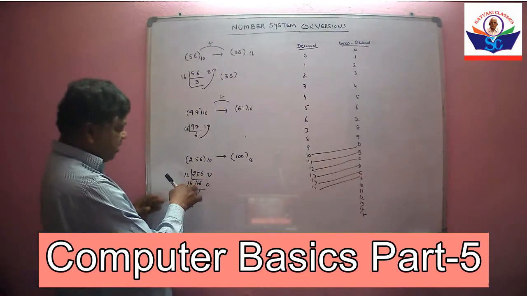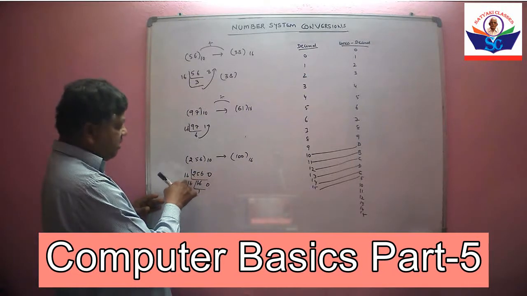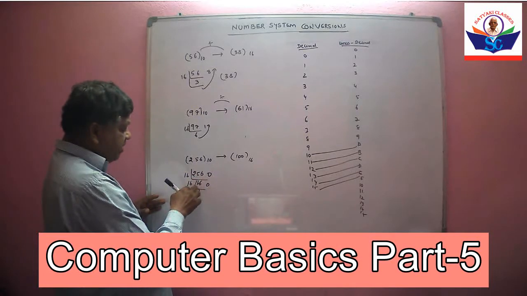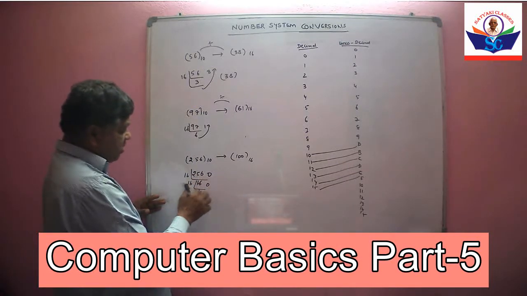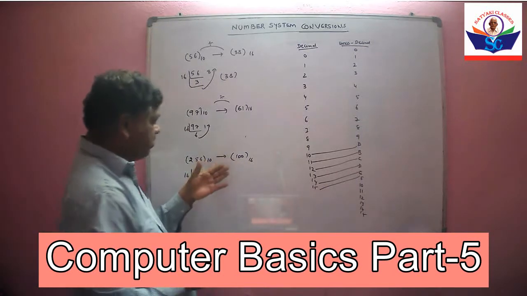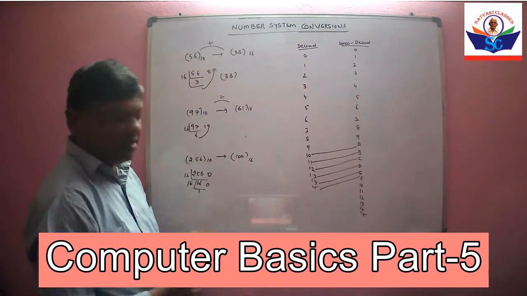16 ones are 16, remainder is 9. 16 sixes are 96, remainder is 0. Again we can divide 16 by 16, it is 16 ones 16, remainder is 0. 100 is the equivalent hexadecimal number for 256 in decimal number.